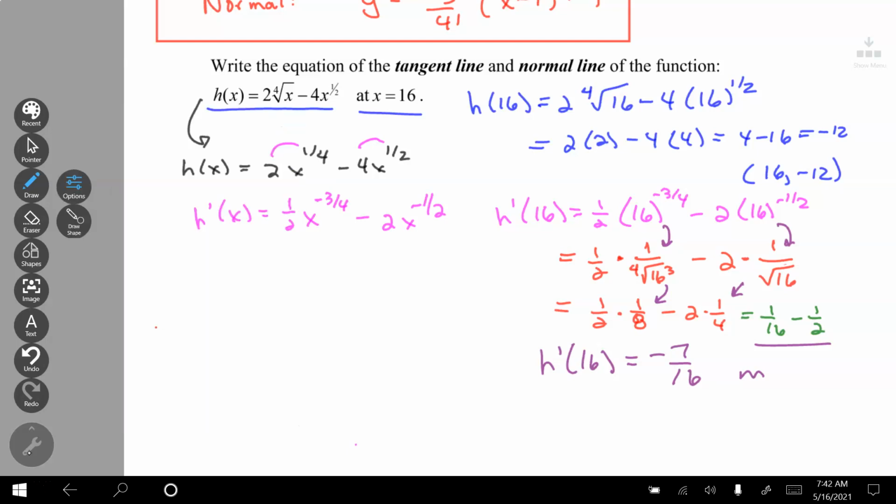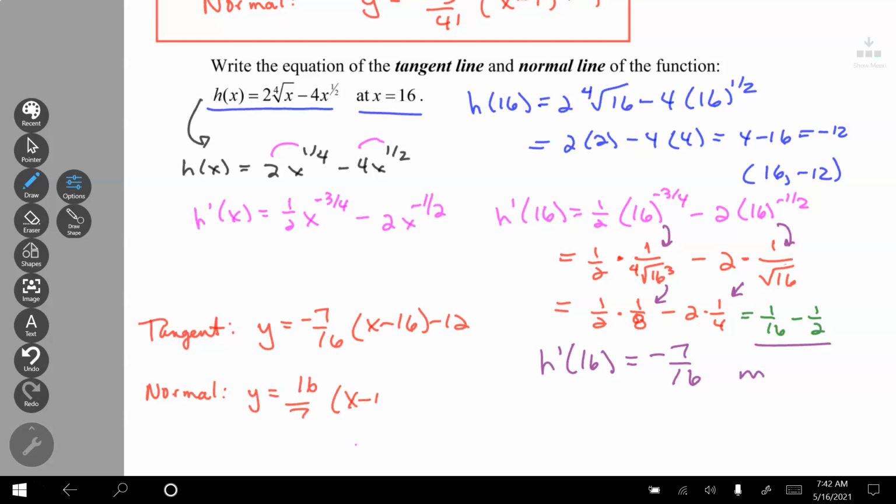So when I do my tangent line, y equals negative 7 over 16 times (x minus 16) minus 12, and my normal line, y equals 16 over 7 times (x minus 16) minus 12.